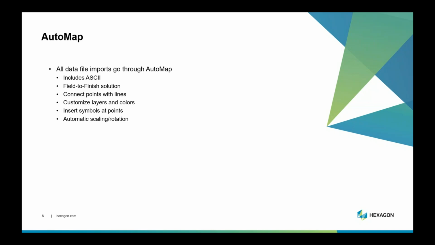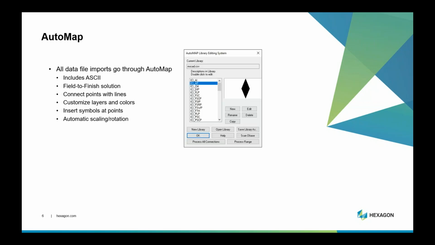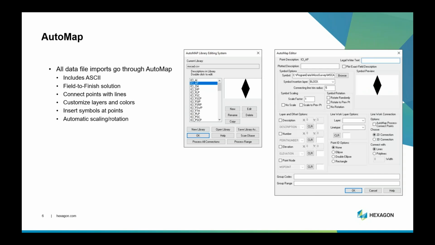As well, all of the data file imports go through our AutoMap system, and that includes these CSV points. This is our field to finish solution where you can connect points with lines, customize your layers and colors, insert symbols at your points, and do automatic scaling and rotation as you insert. So when you import your points, these are the things that you can set up to have it all bring it in automatically, drawing your lines and stuff.